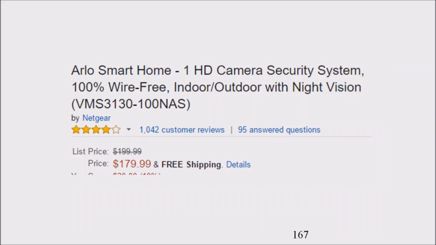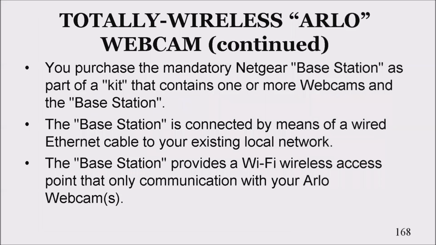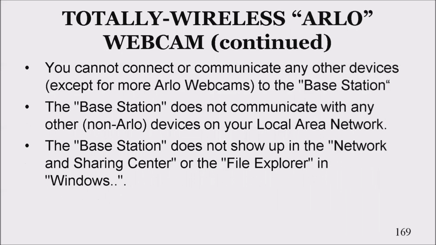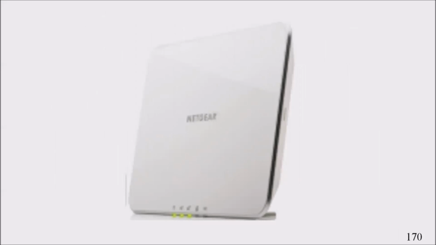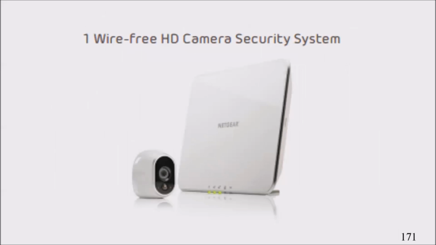And this, the initial kit costs $179. That means that you get both one camera and one base station, okay? And the base station looks like that. That's a terrible shot, isn't it? And the base station communicates with the camera. So you're out of the loop. You don't have to play around with your browser and software to make things work.